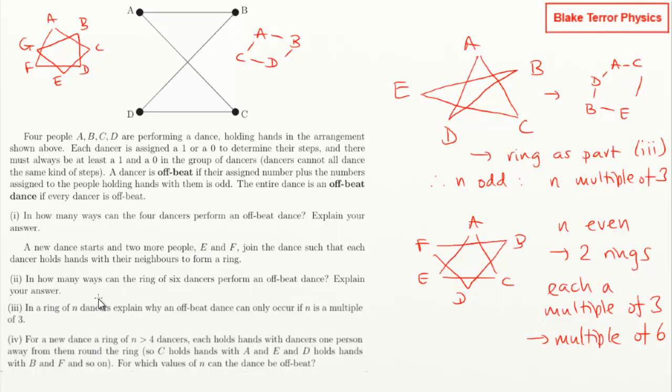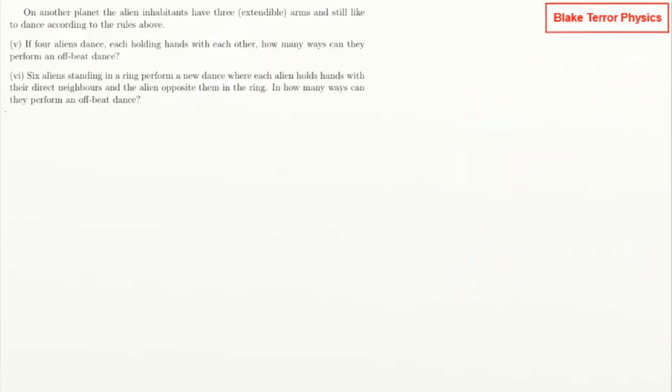So yeah, for which values of n can the dance be offbeat? Okay, so that's okay. There's more. On another planet, the alien inhabitants have 3 arms. They still like to dance according to the above rules. If 4 aliens dance, each holding hands with the other, how many ways can they perform an offbeat dance?